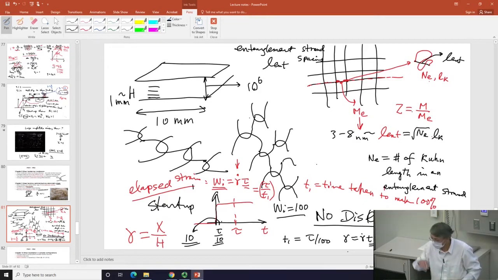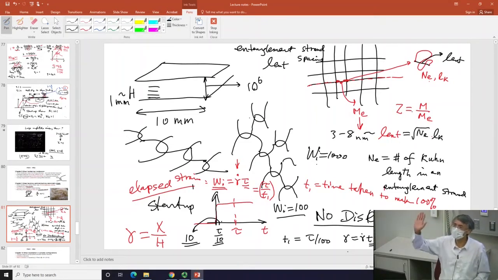I can even give you a case where Wi is 1,000. Which means what? Which means within 1/100th of a tau, I already shared 10 units. Yeah, by definition, come on. Be with me here. Which means only 1/100th of a tau. That's very short. The chain cannot have moved anywhere yet.